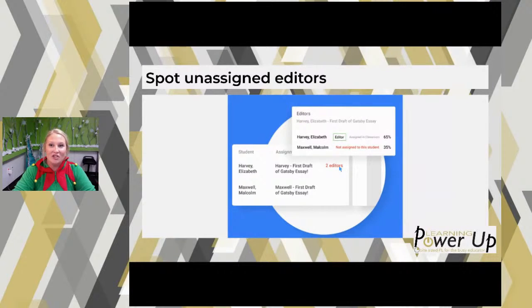Another thing is you can spot unassigned editors. So take, for instance, this example of Elizabeth Harvey, and you can see that Elizabeth has 2 editors. And so Malcolm and Elizabeth, and then you can see that Malcolm was not assigned to that project. So it allows teachers to look and see what other students are on the document.